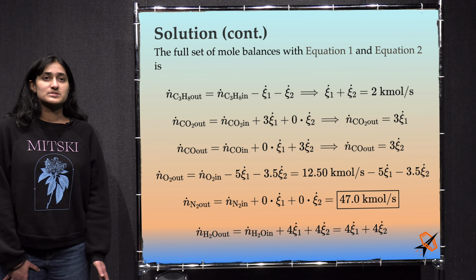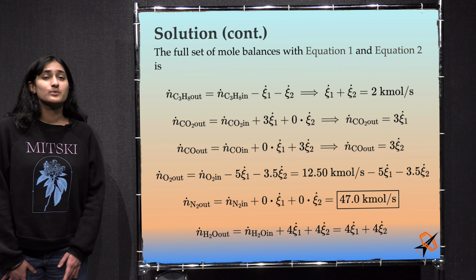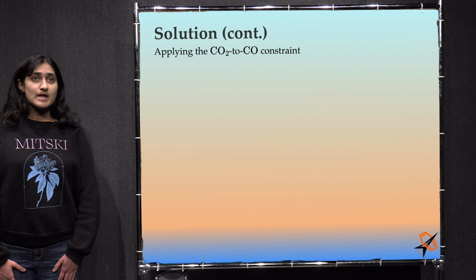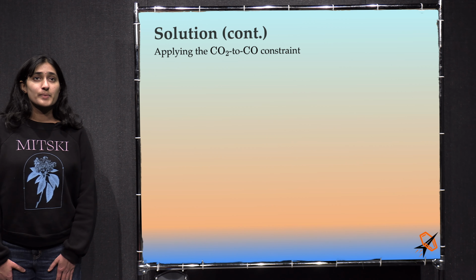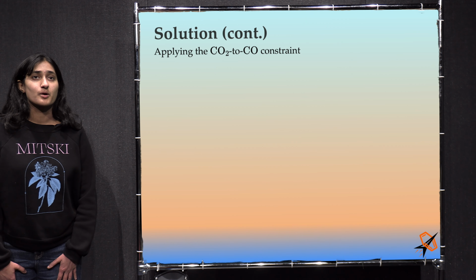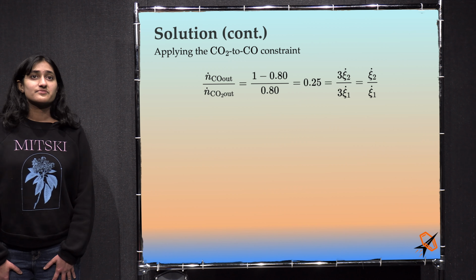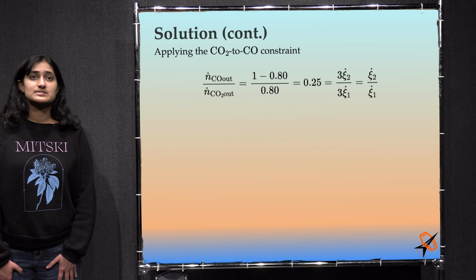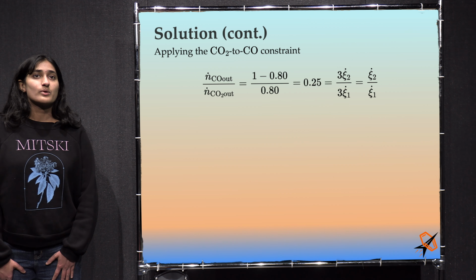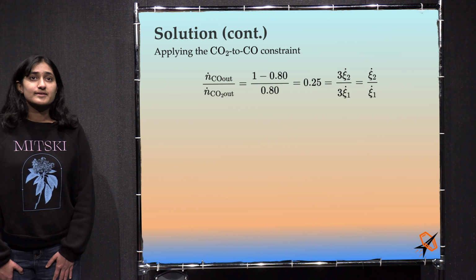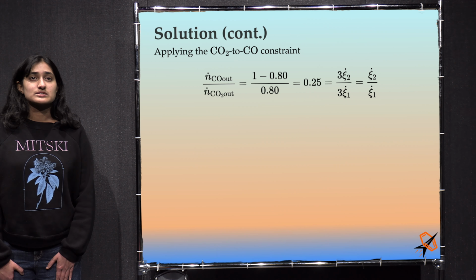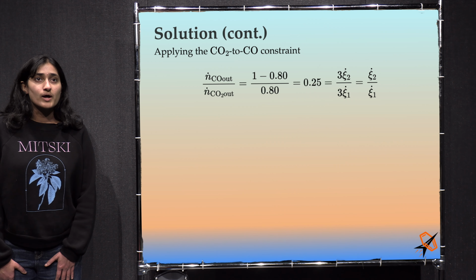For those who are counting, that's 5 equations and 6 unknowns. We need one more equation. Now we'll apply the constraint that 80% of the propane goes to CO2 and 20% of the propane goes to CO. That gives us the final equation. The ratio of CO out to CO2 out is equal to (1 minus 80%) over 80%, which is a fourth, or 0.25. And substituting in the mole balances, it is equal to extent 2 over extent 1.